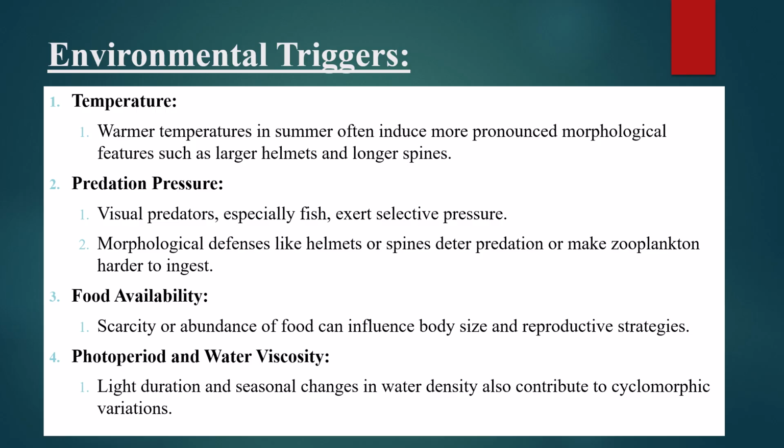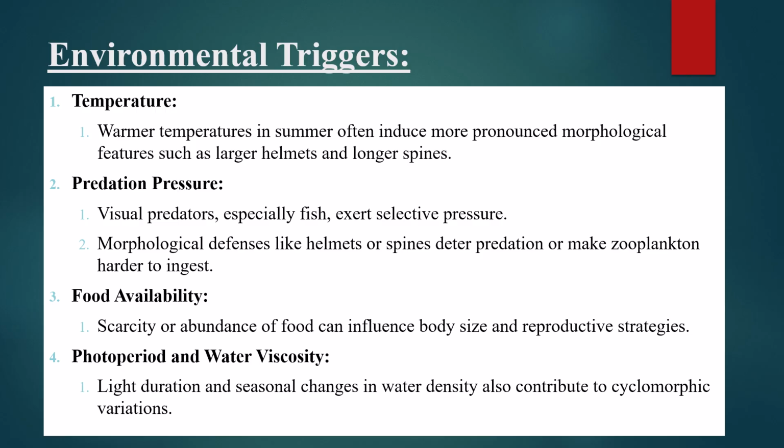Food availability. Scarcity or abundance of food also influences the body size and reproductive strategies. As we have seen in case of the Asplanchna, in the spring population, where the population had just started and the food supply had just reached its maximum, the size was smaller. But slowly and steadily, as the population starts growing and the availability from the spring bloom is there, it results in the larger body size. So food availability is a very important factor that helps in the development of these outgrowths, these extensions of the body.